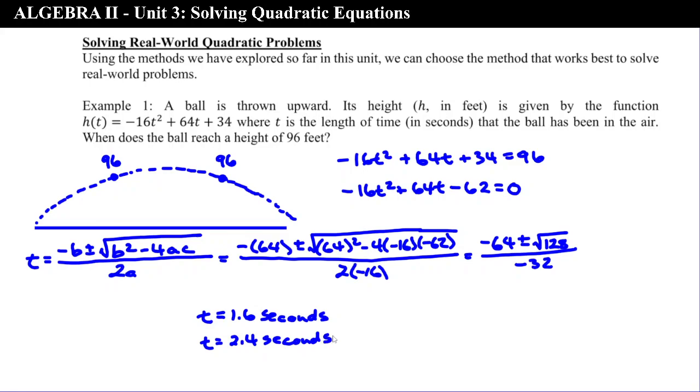So that, in a real-world sense, gives us a better idea. It is at 96 feet in the air at 1.6 seconds on the way up, and then it's at 96 feet again at 2.4 seconds on the way down. So those would be our two solutions.